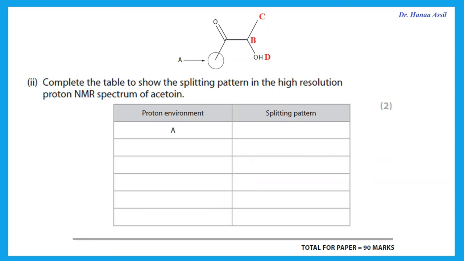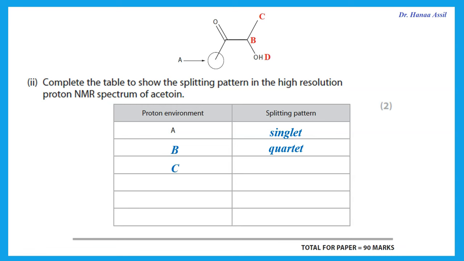and D is the hydroxyl group. And then the question says, complete the table to show the splitting pattern in the high resolution proton NMR of this compound. So A, what would be the splitting pattern of A? There is no proton on a neighboring carbon, so the protons of A would be singlets. Now, B, what is B? B has a methyl group on top, which we labeled C. So that is 3 hydrogens on the neighboring carbon, so that should be a quartet.